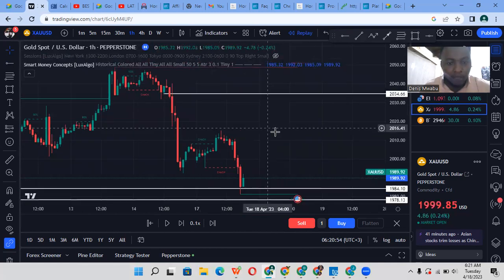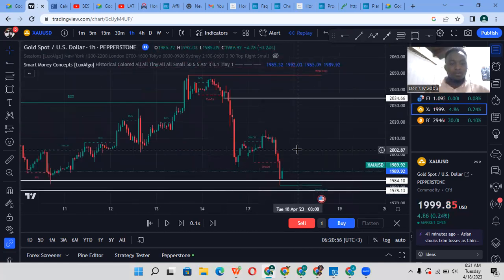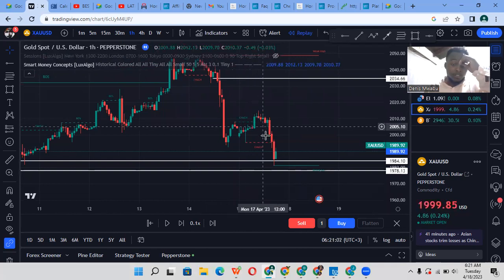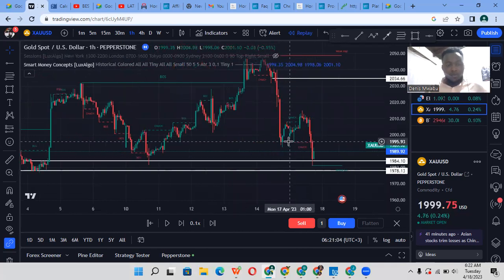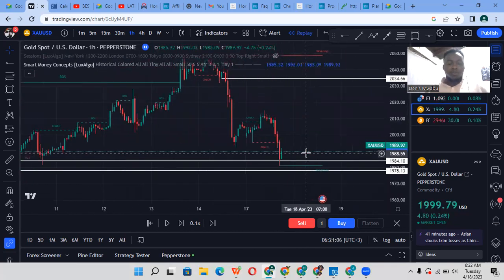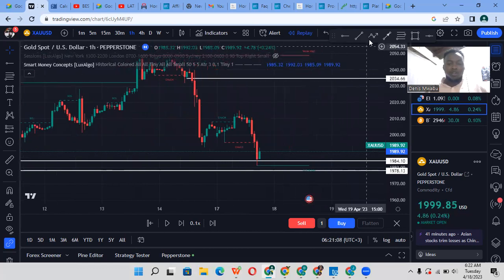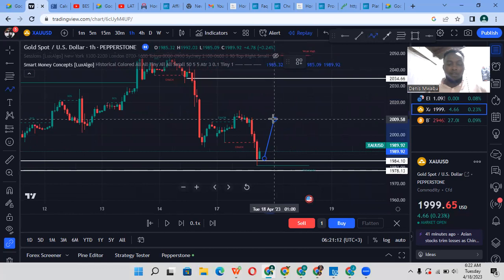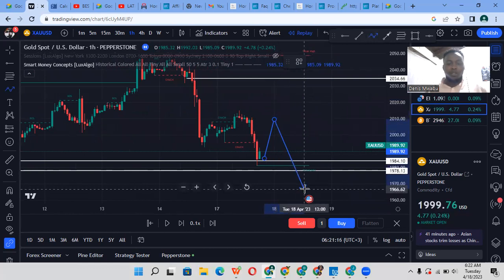I'll mark this as a level also. So most probably what I'm looking for here, this is accumulation, this is manipulation. It has not broken this structure. Most probably what gold will do is it will come up here on this supply to be able to break the structure.